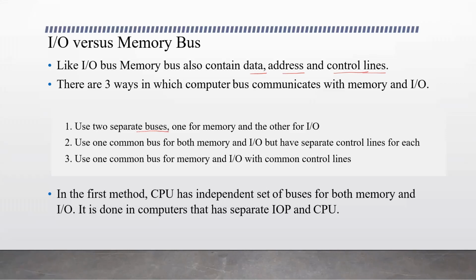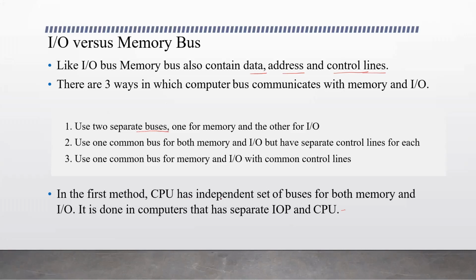So the line that connects memory and processor is always meant for transferring data between the processor and memory. And the buses that connect the processor and I/O devices are meant only for that transfer. The second way is to use one common bus for both memory and I/O. As one common bus is used, we need two separate control lines that control the operations. That is one way. And the other way is to use a common bus with common control lines.